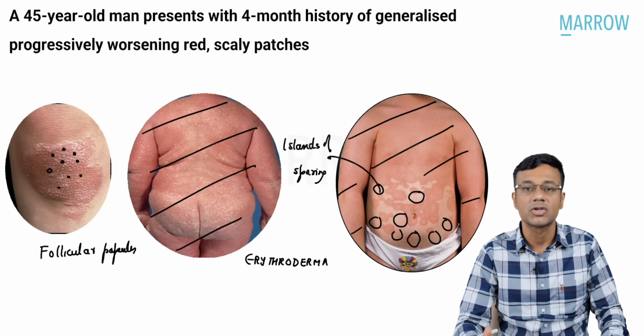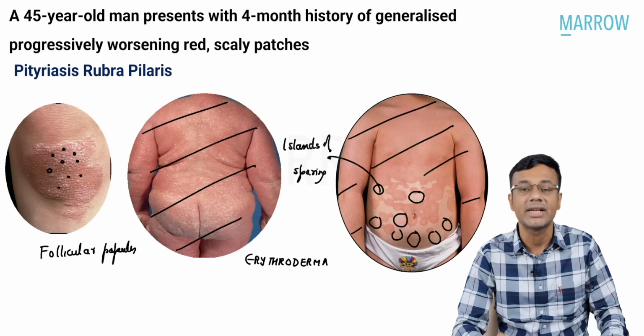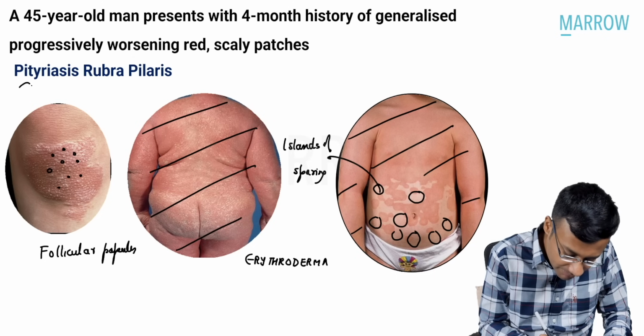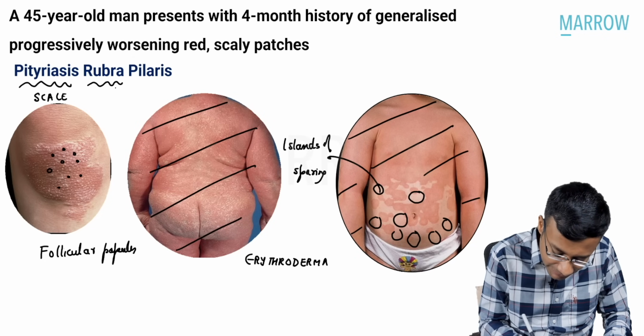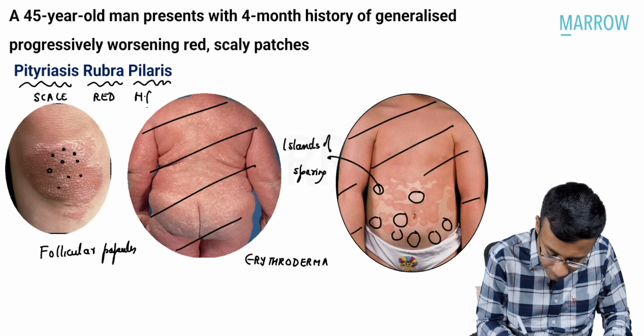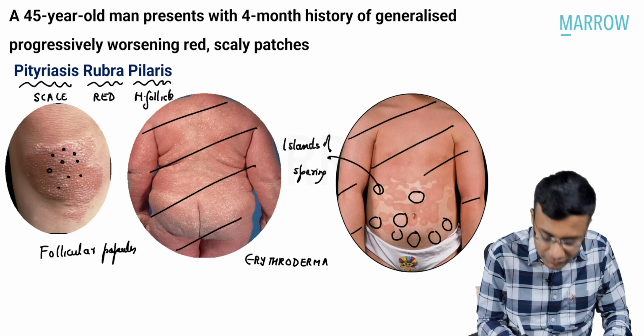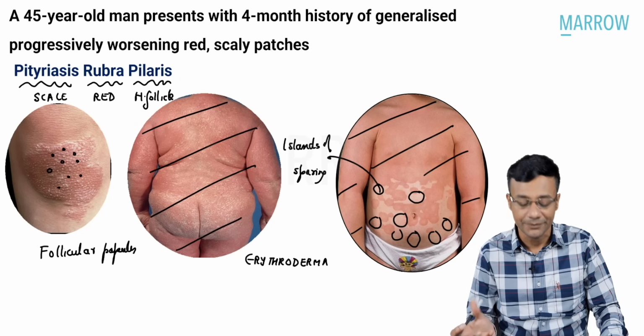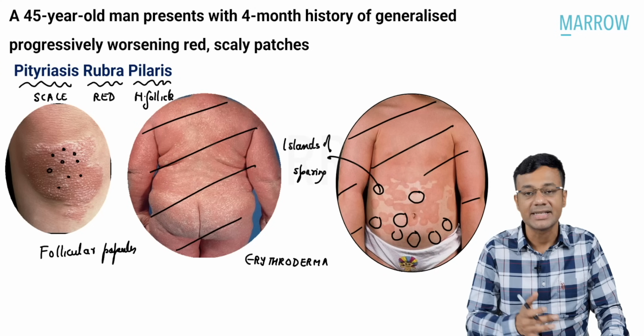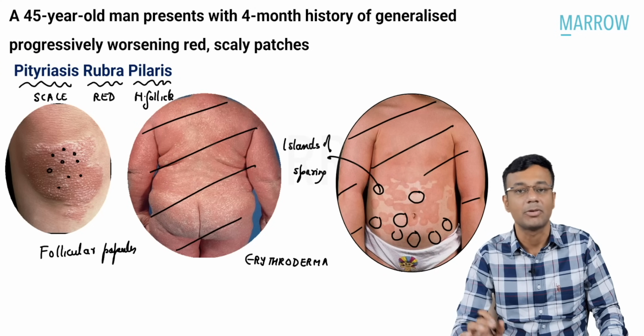This is yet another papulosquamous disorder, which is referred to as pityriasis rubra pilaris. So please remember, students, pityriasis means scaling, rubra means red, pilaris means hair follicle. So just like in the previous condition where pityriasis means scaling, rosea means red color eruption or rose color eruption, here it's pityriasis rubra pilaris, yet another papulosquamous disorder.